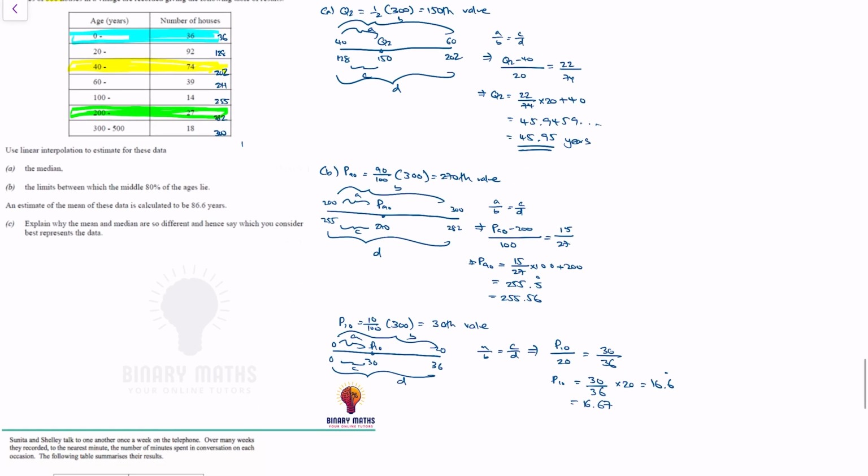So if I want to work out P90 take away P10, oh no, we don't. We're finding the limits between which the middle 80% lie. So we're not working out the difference. So the limits are 16.67 and 255.56, or 17 and 256 if you want to round it up.